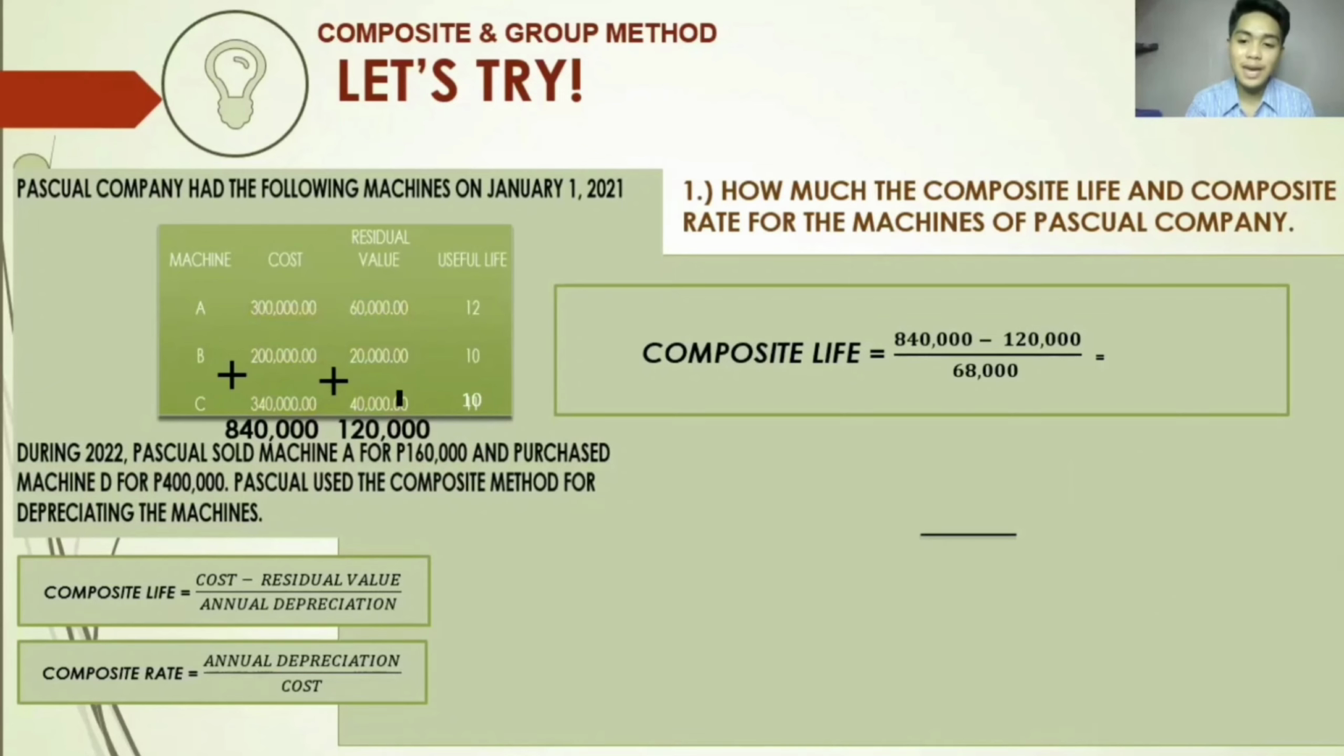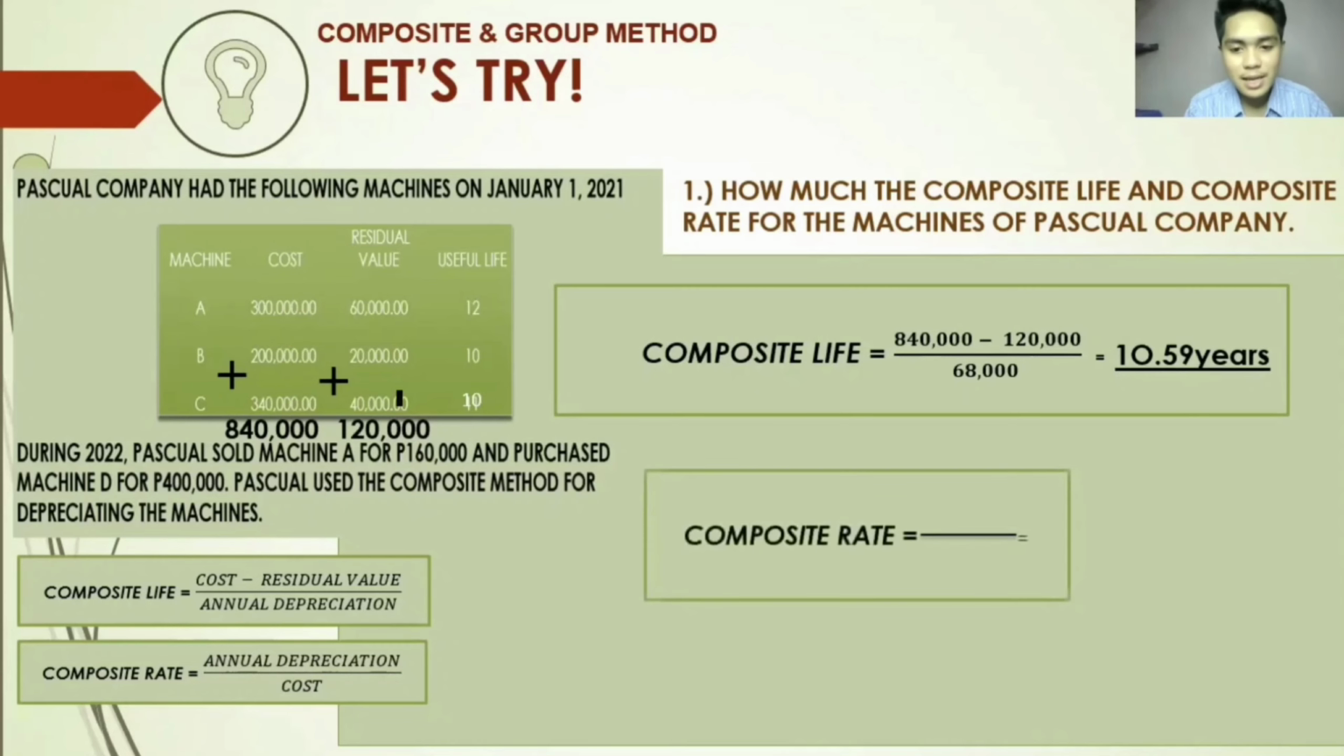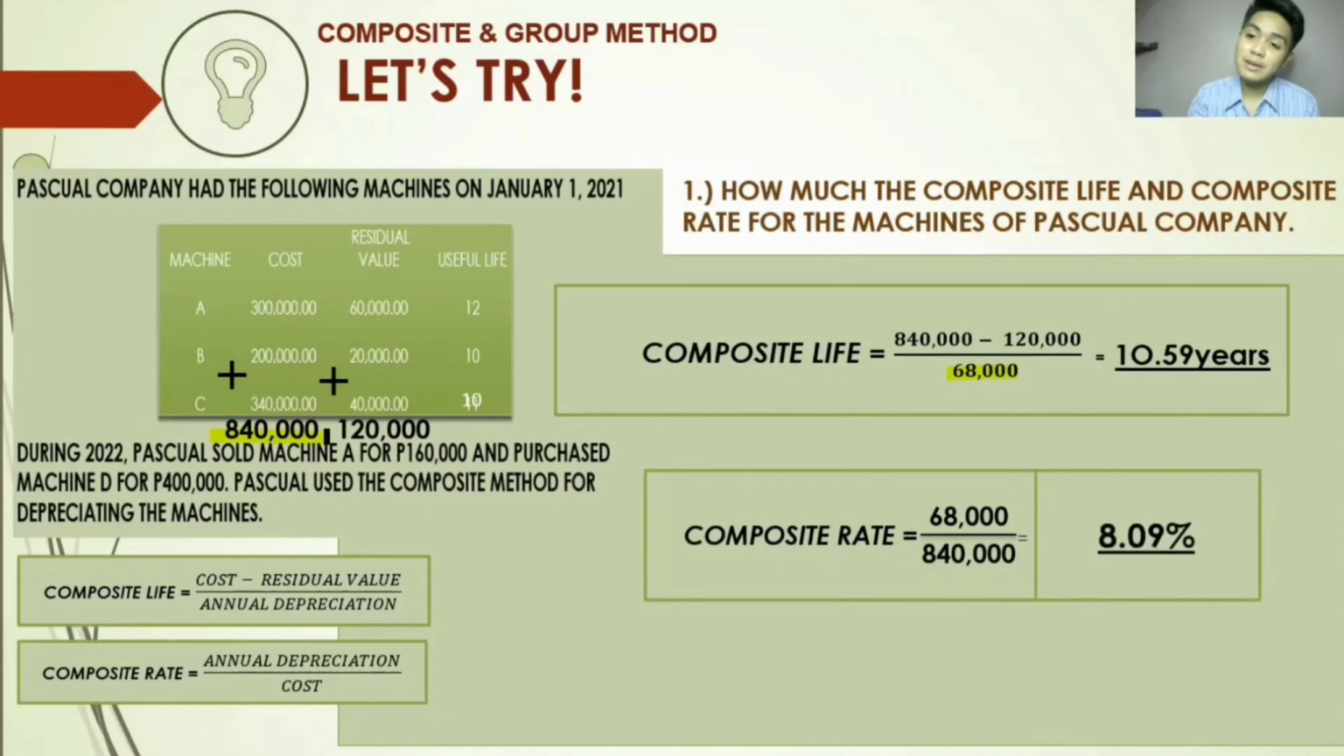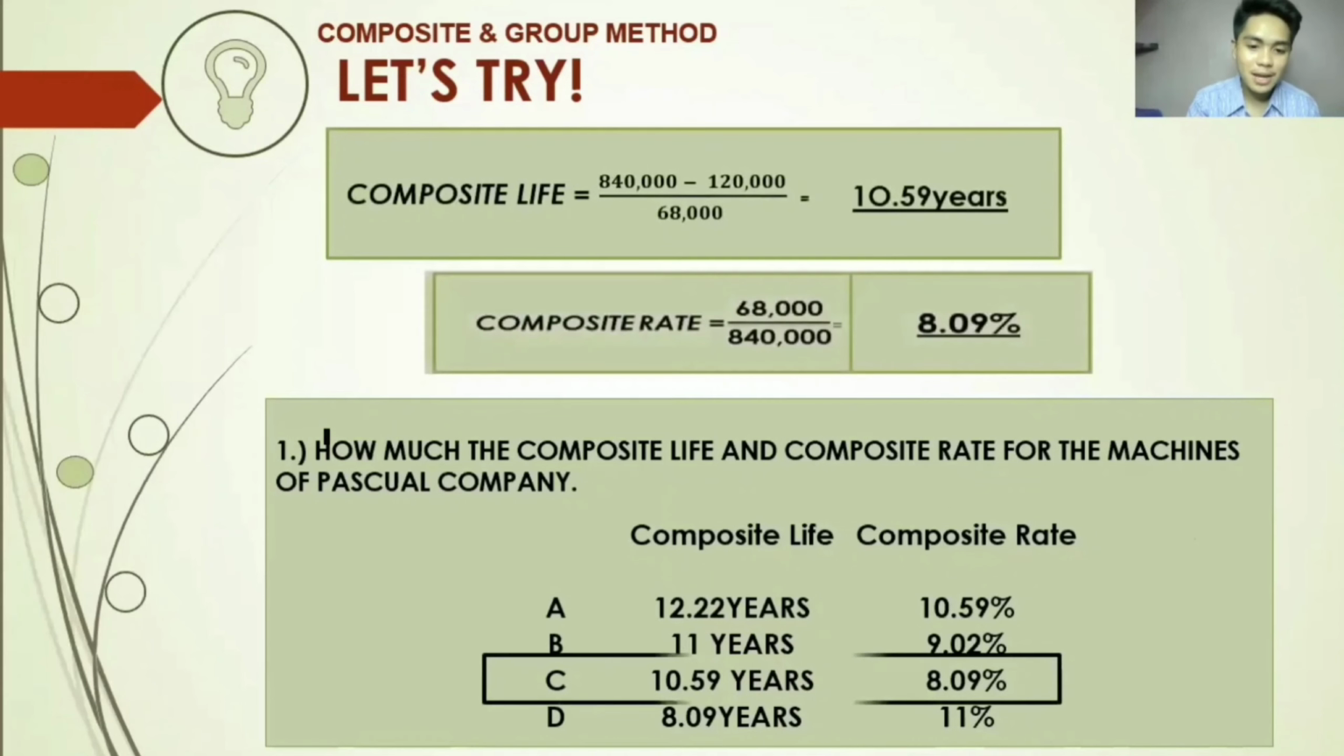So, composite life is equals to 840 minus 120 divide 68. So, ang average useful life ng buong machine is 10.59 years. Ito yung composite life natin. So, let's proceed to the composite rate. Composite rate is equals to annual depreciation divided by cost. Di ba, we already computed the annual depreciation, which is 68,000. So, lagyan natin 68,000. How much yung cost? Total cost natin, 840. So, 68 divide 840 is equals to 8.09% composite rate. So, ito yung percentage natin for depreciation expense. So, the answer for number 1 is letter C.